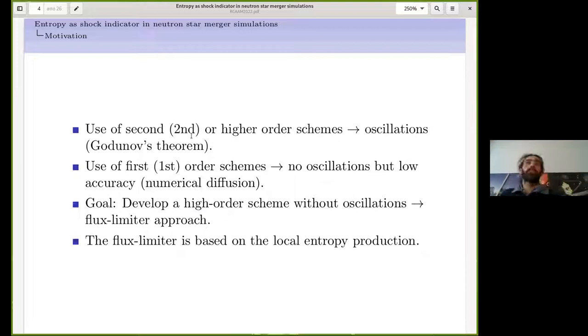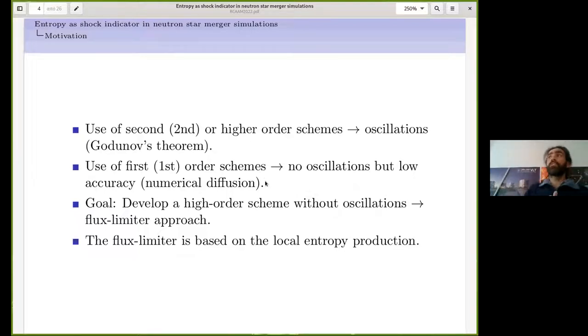What we saw on the left side is expected from Godunov's theorem, so these oscillations are always expected when we have second or higher order schemes. With the first order schemes, we don't have any oscillations, but we have very low accuracy. My goal in this talk is to show how one can develop a higher order scheme without oscillations, so we have the benefits from each one of these schemes: the non-oscillatory behavior from the low order scheme and the high accuracy from the higher order scheme.